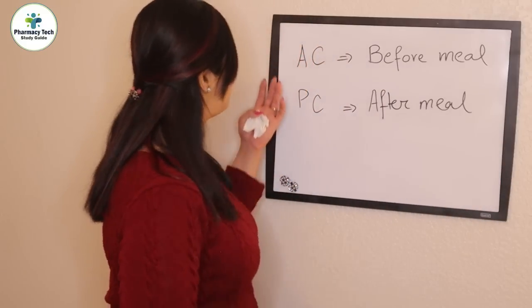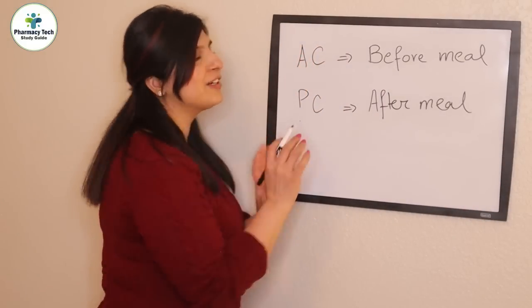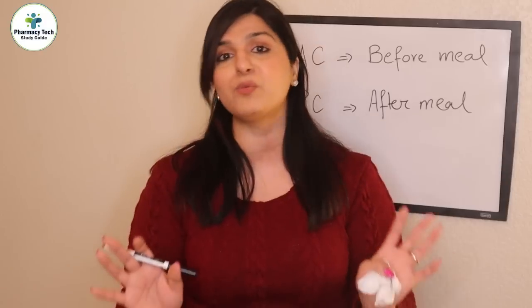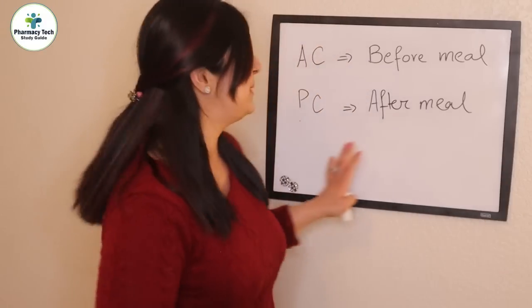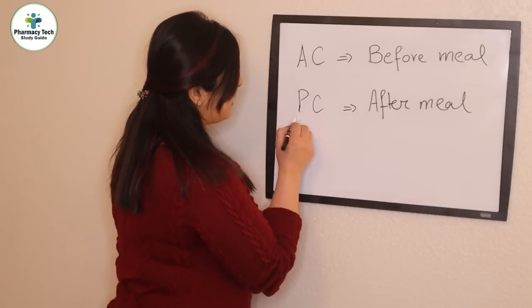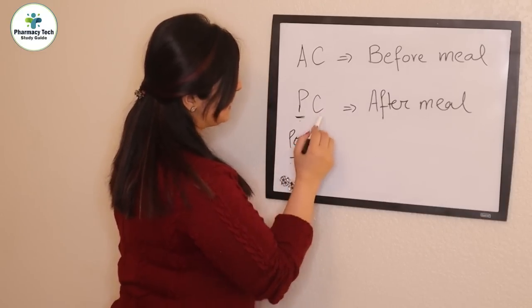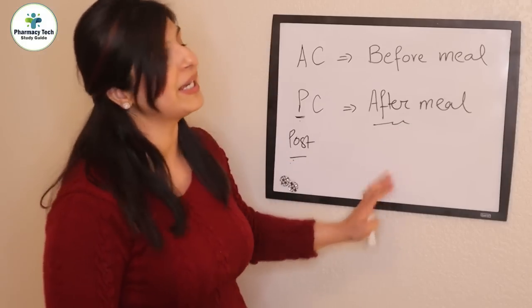All right, the last 2 abbreviations that I want to discuss in the timing of administration would be AC and PC. There are 2 ways of remembering these that I use and they work for me. You can find whatever way works for you, but I'm going to share my 2 silly ways of remembering it. PC, you can remember it with P for post, right? So PC would be post meal, or after meal. That's one way of remembering it.